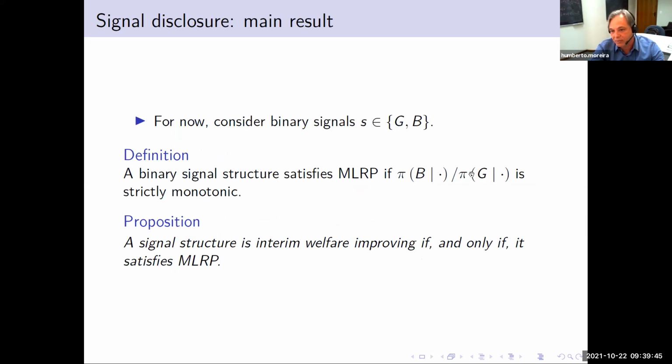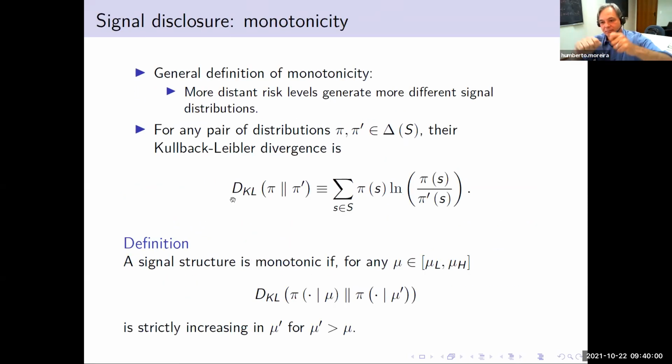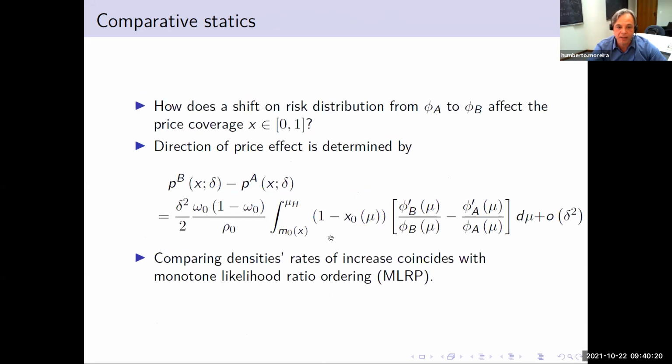So bad risk means a high risk, right? It is strictly monotonic. So what you show in the paper is that a signal structure is welfare improving if and only if it satisfies MLRP, right? So we generalize that for the general case in terms of the cardinality of the signal structure, using this Kullback-Leibler divergence measure. So the idea is the same. We introduce a monotonicity property that generalizes MLRP. And again, I show that the signals that are welfare enhancing are the ones that satisfy this monotonicity property.